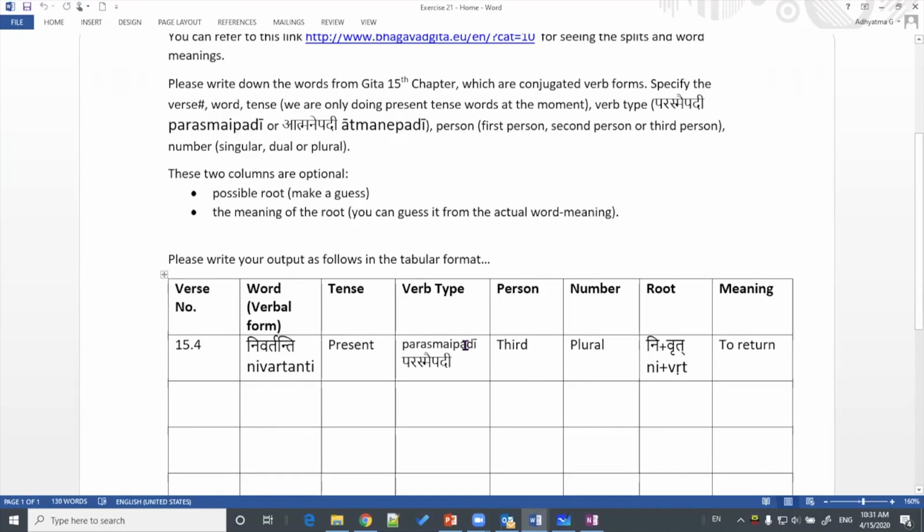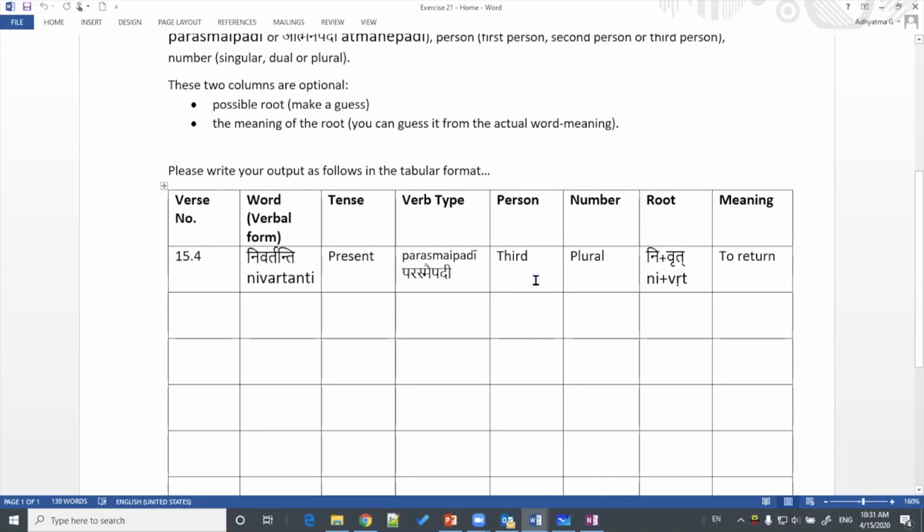Verb type, whether it's parasmaipadi or atmanepadi. You will just write whether, because even though a verb is ubhayapadi, at any given verb form, it would have taken either parasmaipadi or atmanepadi ending. So you will just write parasmaipadi or atmanepadi. Person is, you will write first or second or third person, singular, plural, or dual number, and the root. So these two columns are optional, root and meaning.